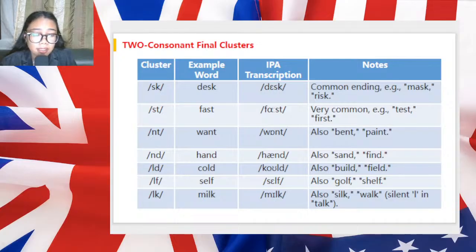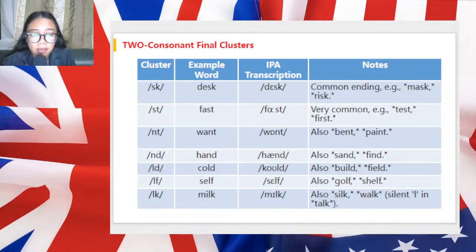You'll find this particular cluster in the words build and field. So practice cold, build, field, ensuring that the LD is clearly blended, okay? All right.